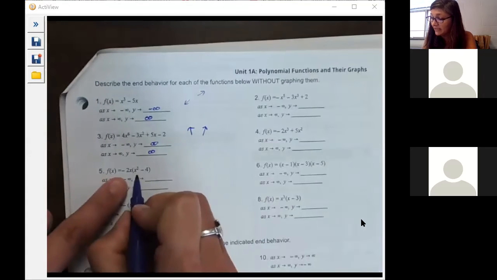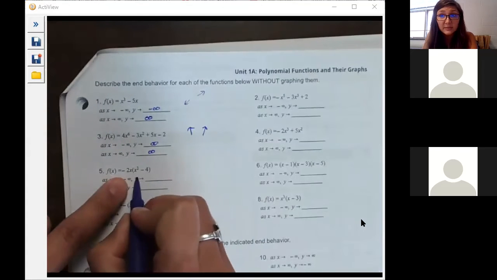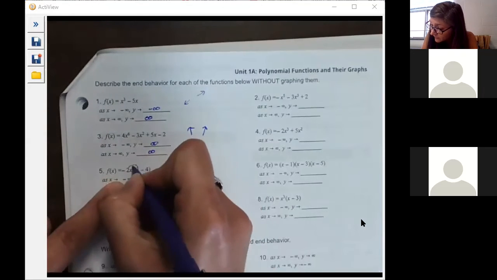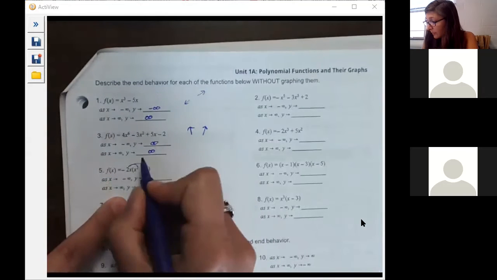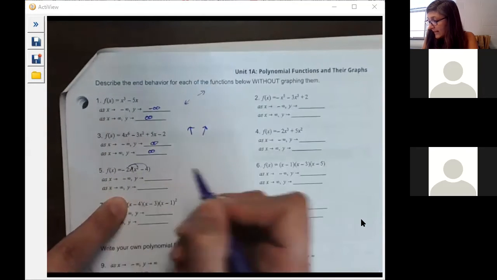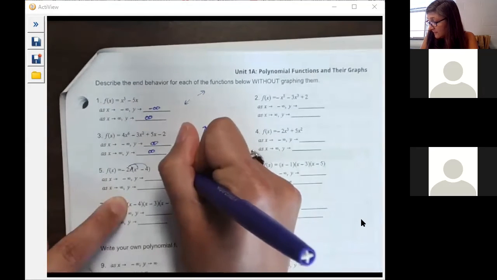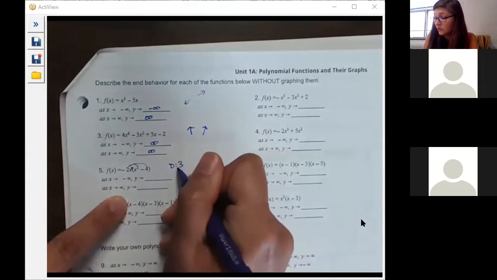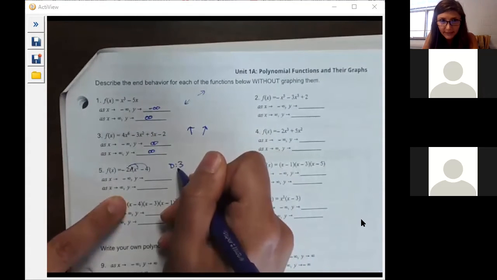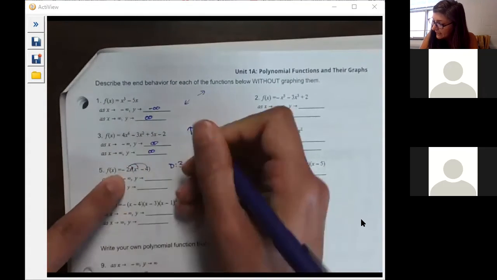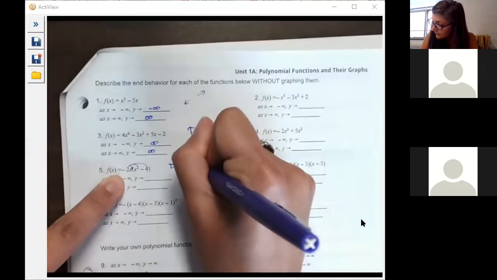If I've got a problem like number 5, where I don't have it all multiplied out, you can distribute this through, or remember we can add those exponents and we would get a degree of 3 here. Since the degree is odd, the ends go opposite. And since it's negative, our general trend is going to be down from left to right.